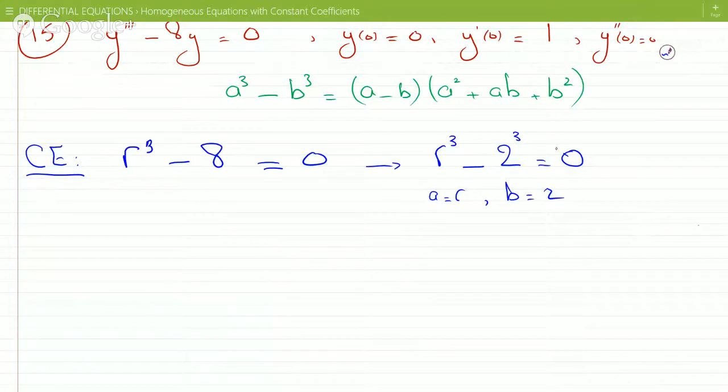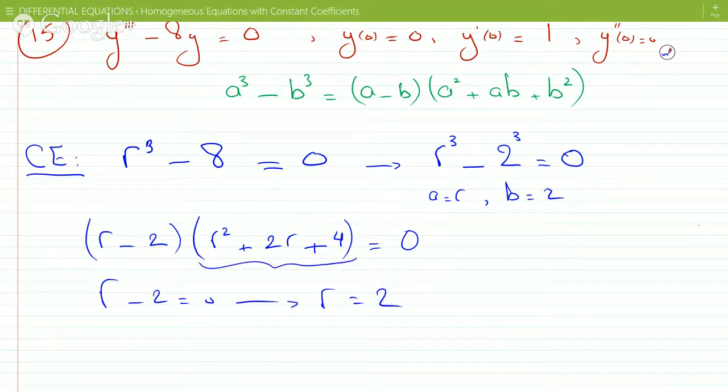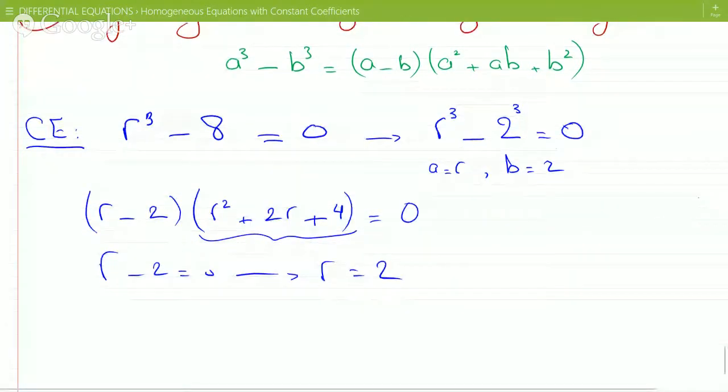So you get r minus 2 times a squared, which is r squared, plus 2r plus 4 equals 0. Okay? And we know that this is a polynomial of degree 3, so we know that there will be 3 roots. So the first one is as expected, r minus 2 equals 0, which will get you r equals 2. But then you also have to solve this one. And this one will have complex conjugates. It's not going to have reals. That's why you can't see it right away.